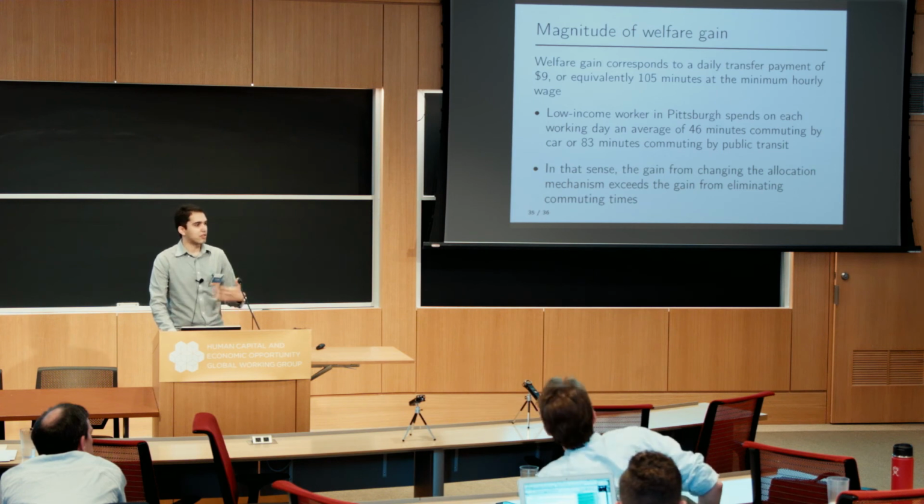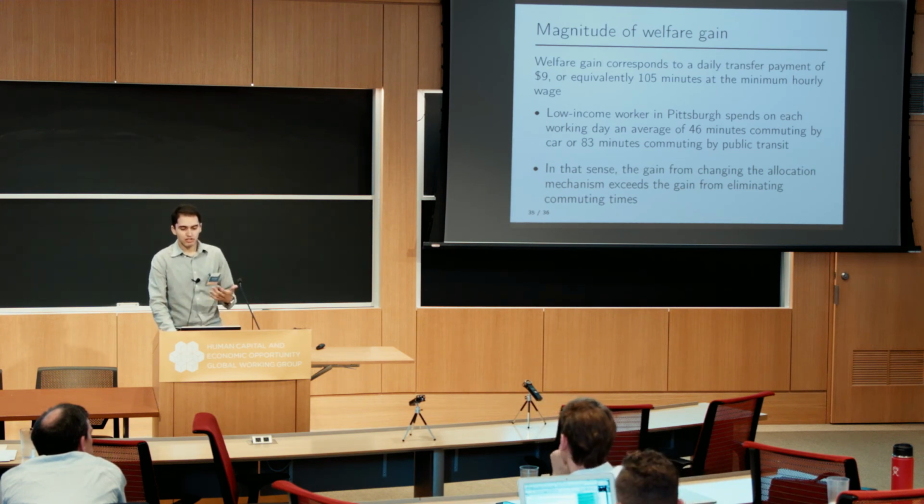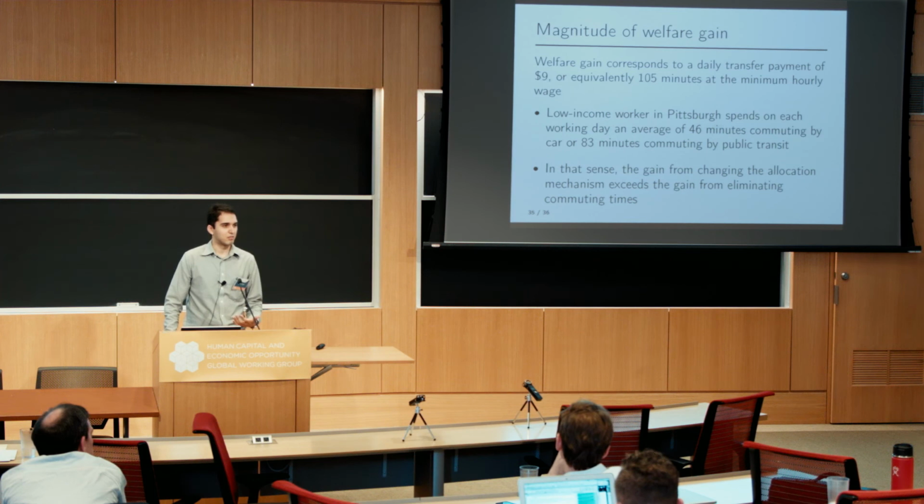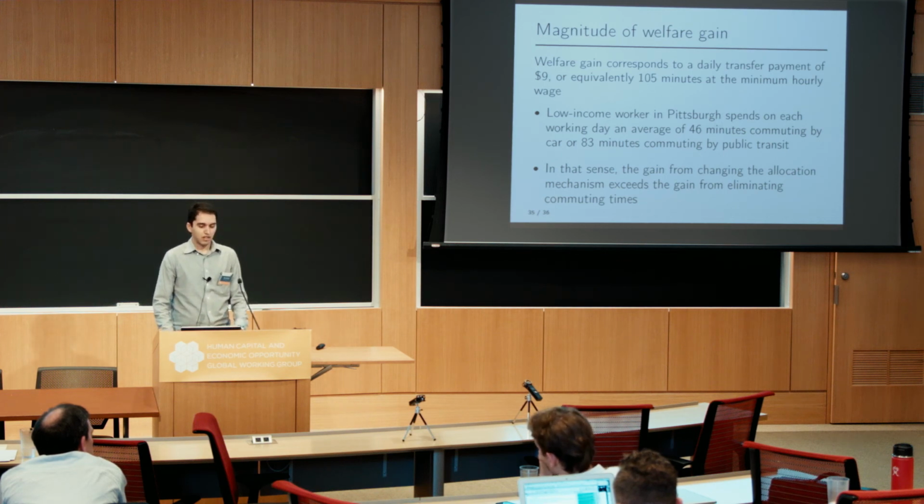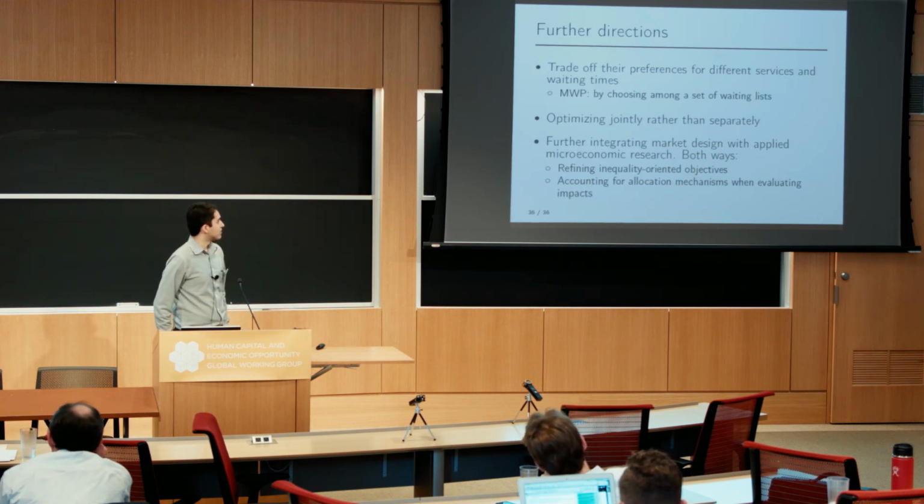Now, just to put that number into some perspective, that's a daily transfer payment of $9 at this discount rate, and that's working 105 minutes at the minimum hourly wage a day. So people spend 83 minutes commuting in public transit or 46 minutes commuting by car. So this is quite a substantial welfare gain for a fraction of the population that's in need of assistance.